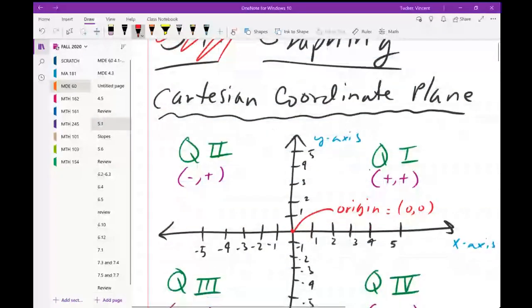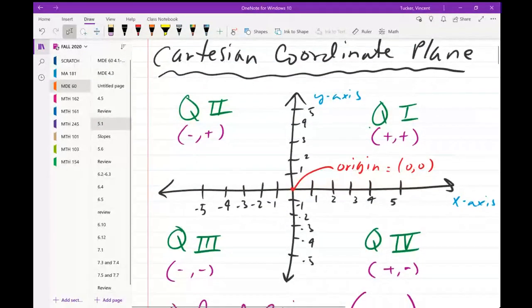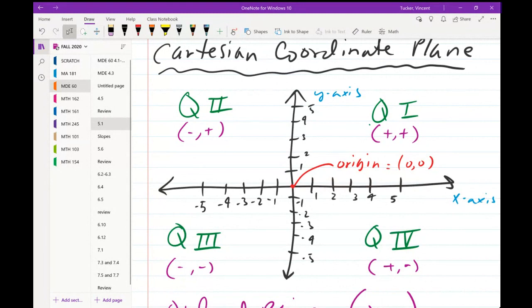So first, the Cartesian coordinate plane is made up of your x-axis and y-axis. Your x-axis is your horizontal axis. Your y-axis is your vertical axis. Where they intersect is your origin. Coordinates of your origin is 0, 0. Everything to the right of your origin is positive. Everything to the left of your origin is negative. Everything above your origin is positive. Everything below your origin is negative.